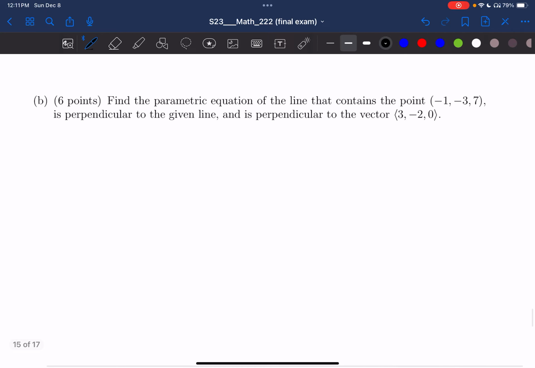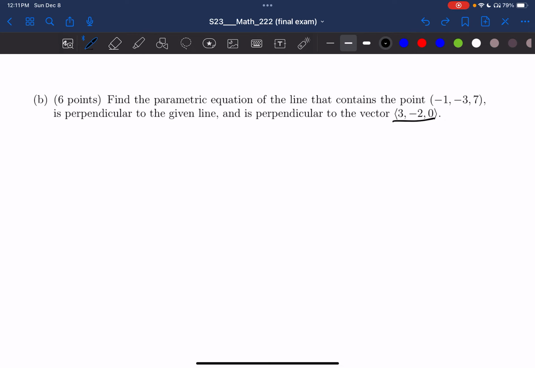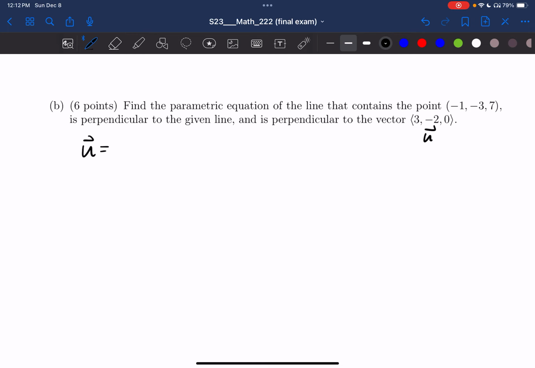Find the parametric equation of the line that contains the point. It's perpendicular to the given line and perpendicular to a vector. So we're given two vectors, perpendicular to this vector and perpendicular to this, and a point. To write an equation of a line, we need two things: a point and a direction. To find a direction, we can do a cross product of two vectors. So if we set this equal to, say, u, then u is equal to 3, -2, 0.